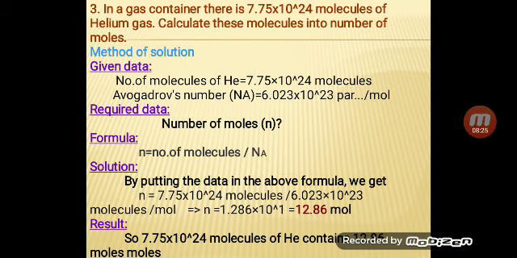So by putting the data in the above formula, we get number of mole is equal to 7.75 × 10^24 molecules divided by 6.023 × 10^23 molecules per mole. So the number of molecules will cancel with each other and we will find the number of mole which is equal to 1.286 × 10^1, which is equal to 12.86 mole. So 7.75 × 10^24 molecules of helium contains 12.86 moles.